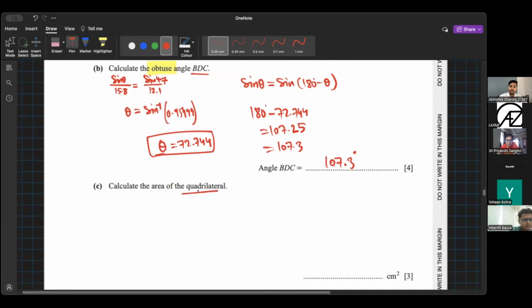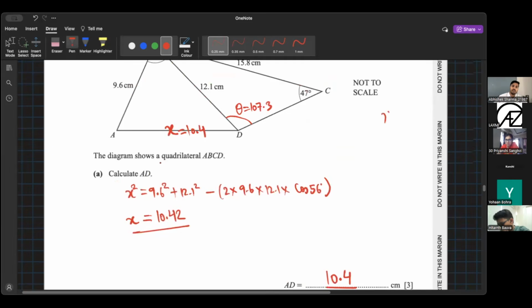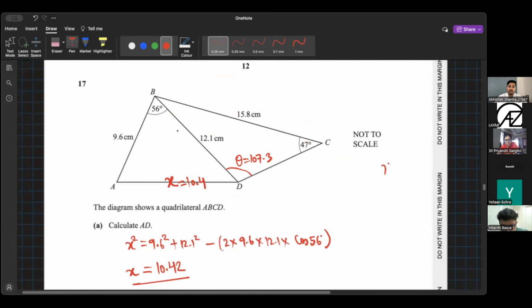Calculate the area of the quadrilateral. This quadrilateral is divided into two triangles. We can find this theta first. So 180 minus 107.3 minus 47, that is 25.7. So this angle is 25.7.